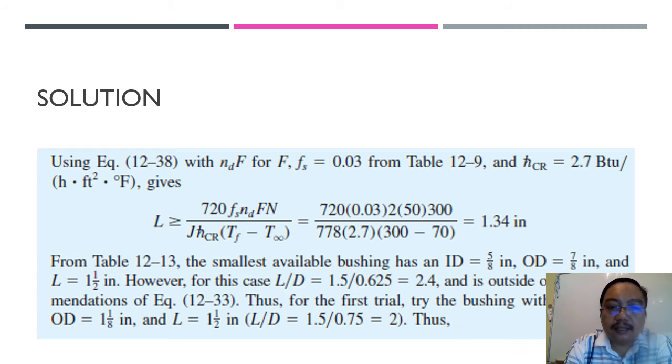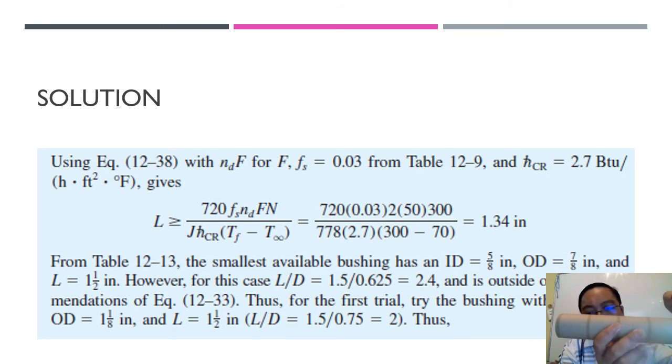So using equation 12.38, n_d, f_s equal to 0.03 from table 12.9, h_CR equals 2.7 BTU. This equation gives the length, and you get a length of 1.34 inches. Then from table 12.13, the smallest available bushing has inner diameter 5/8 inch, outside diameter 7/8 inch, and length 1.5 inch. However, for this case, L over D, length over diameter, you divide them and you get the ratio 2.4.